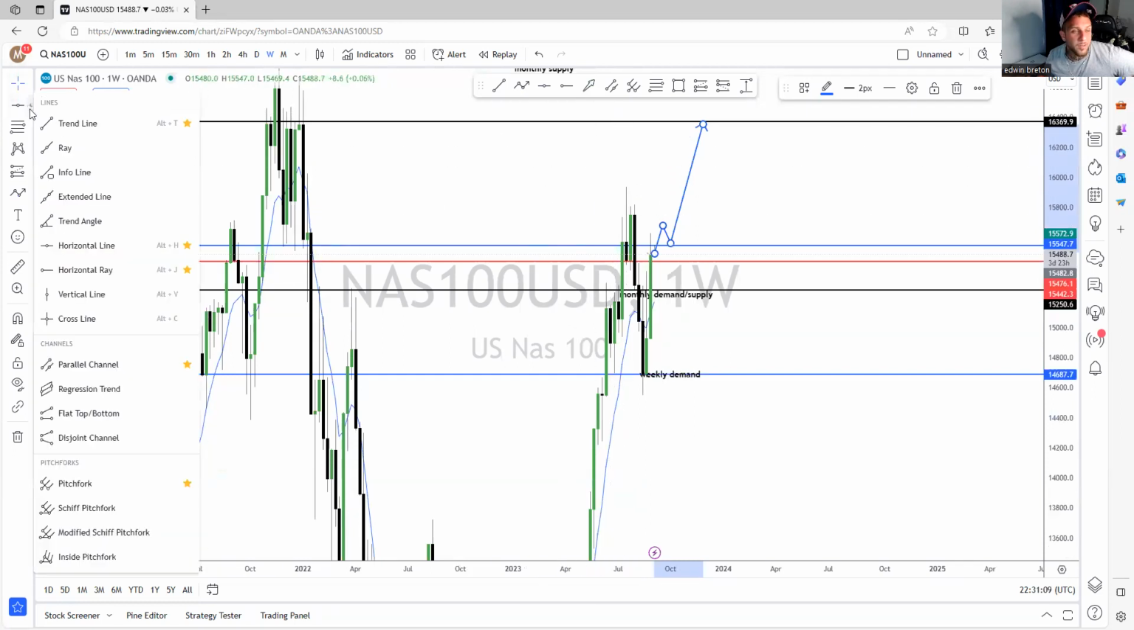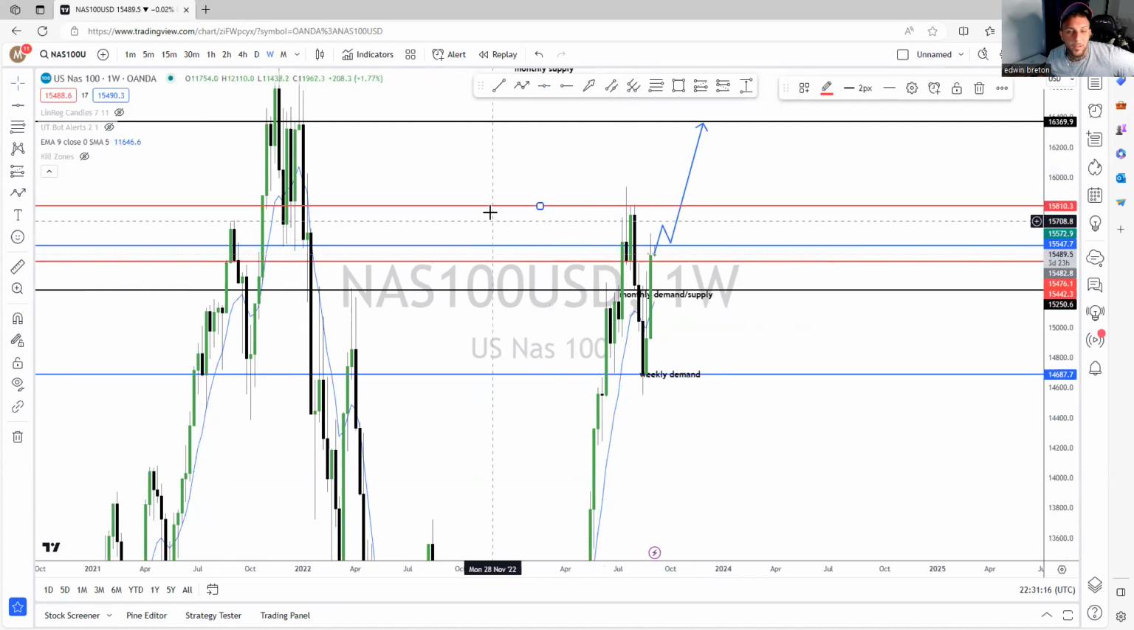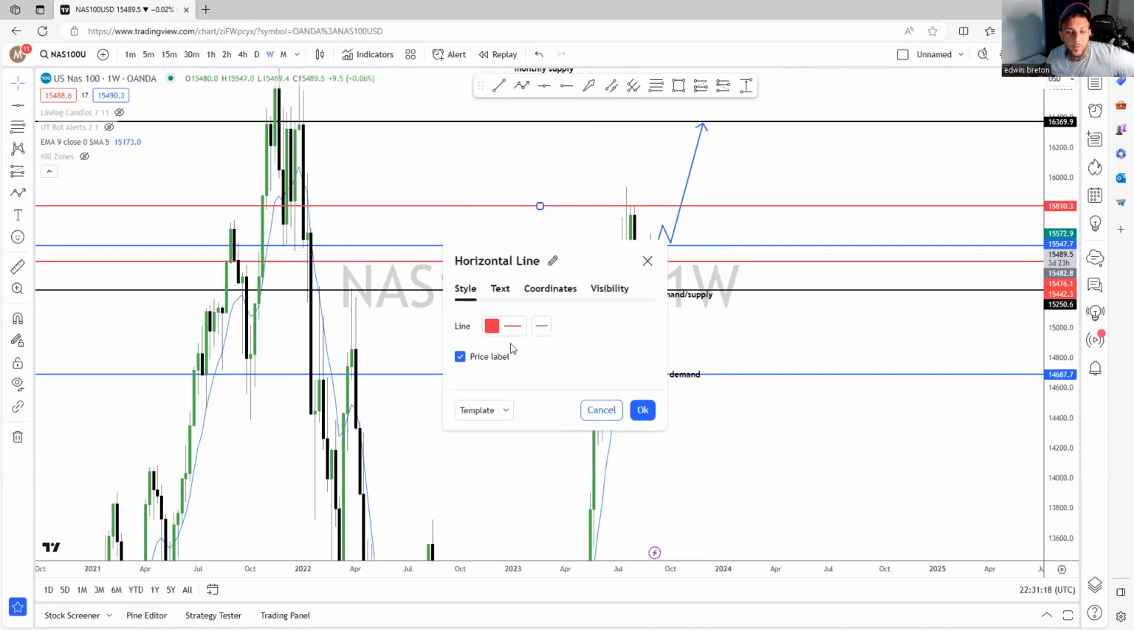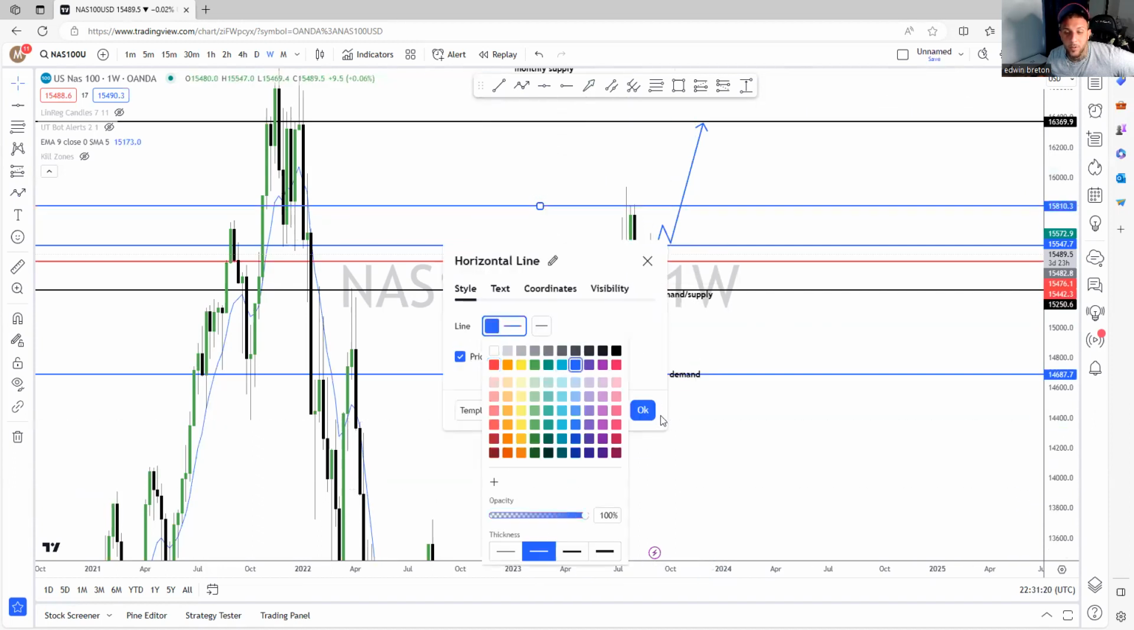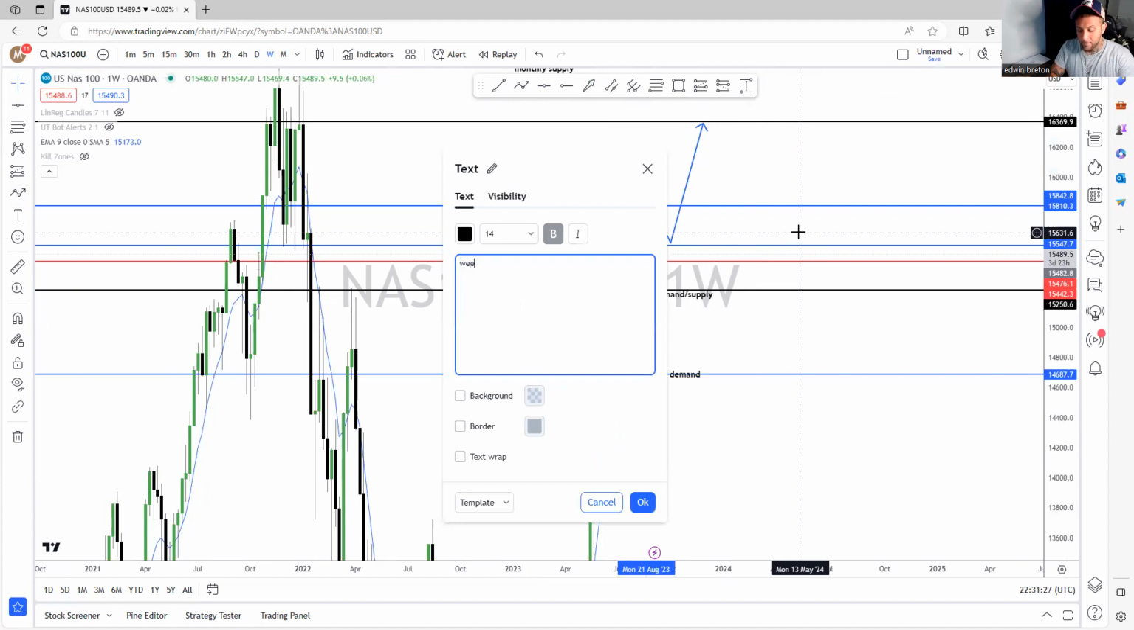But this is also another one I can probably draw here for us. I'll draw it more like here. I like this. I'm going to put this as blue since this is going to be our weekly. So let's write this down. We have a weekly supply up here.